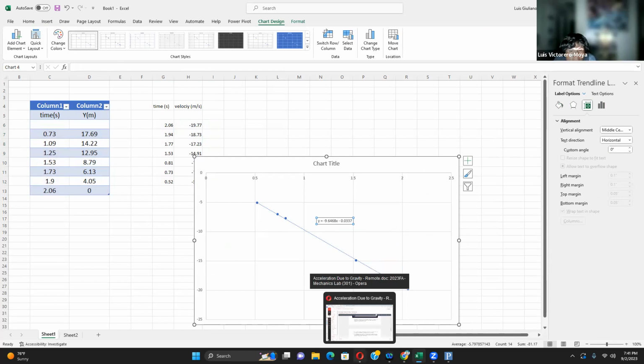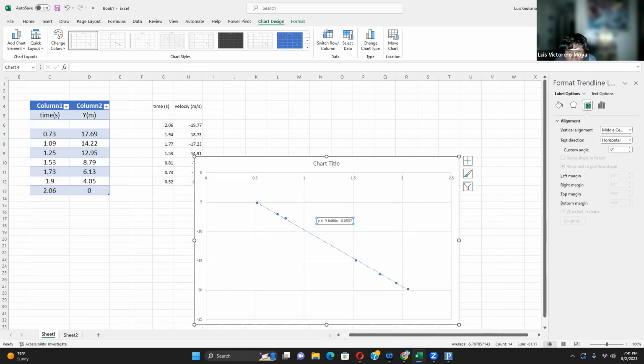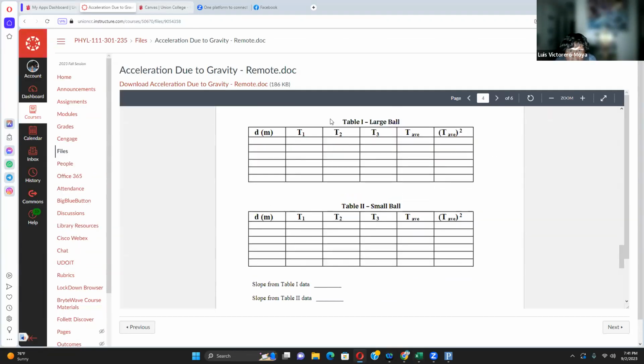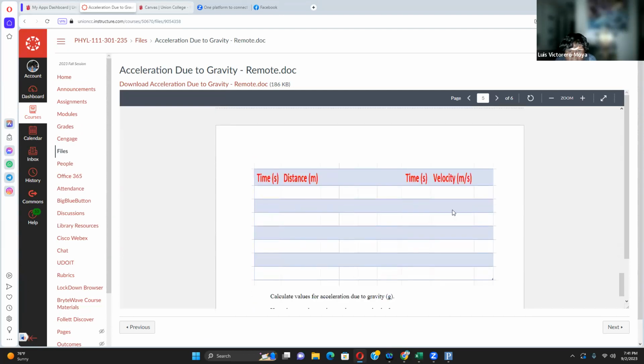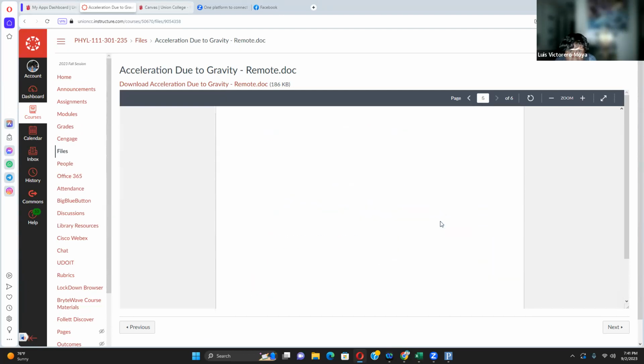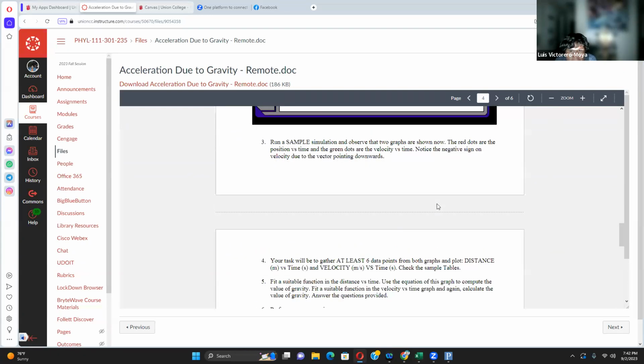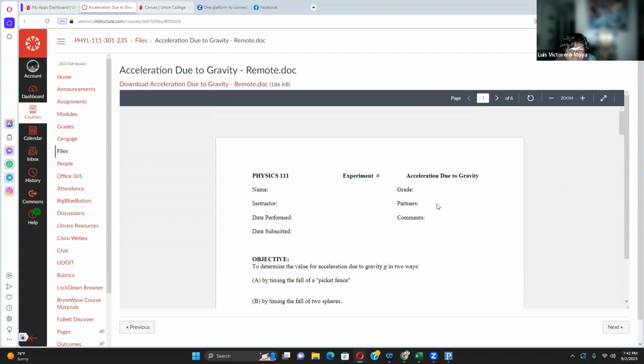So you just have to do this once. And then you can start doing the last section of the lab, which is, well, these are the tables for the first part, for the second part. And you just have to discuss the methods that you use to find the value of gravity. Okay. Don't forget to do the percentage difference.